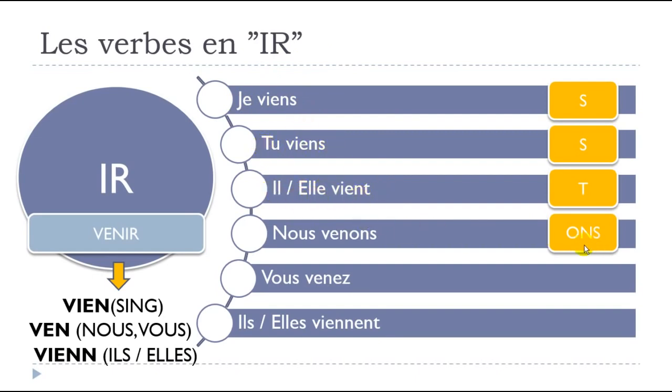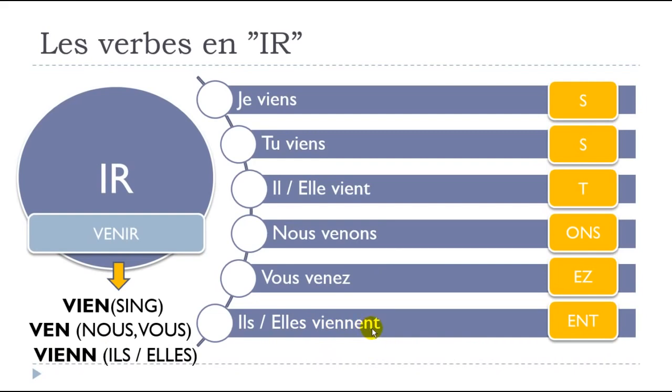And then it was quite fast. But then for nous and vous, okay, you will put this VEN, all right, and you will add the ending ONS for nous, EZ for vous, okay, and you get nous venons, vous venez. And the last part, remember, for il, elle, you will put back this VIEN, and you will put the ending ENT, and you'll get ils viennent, elles viennent.